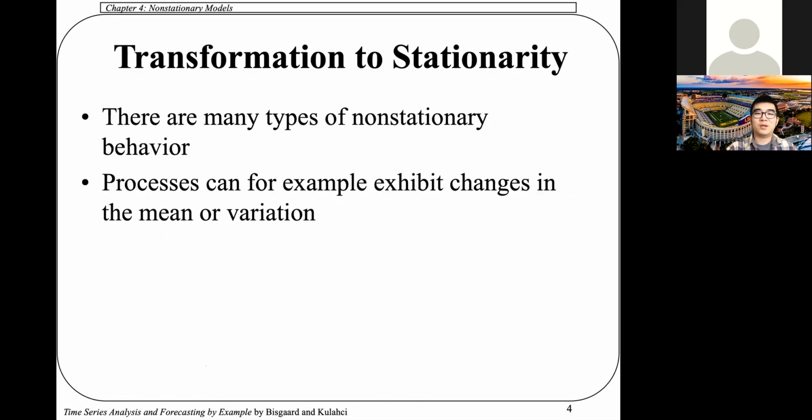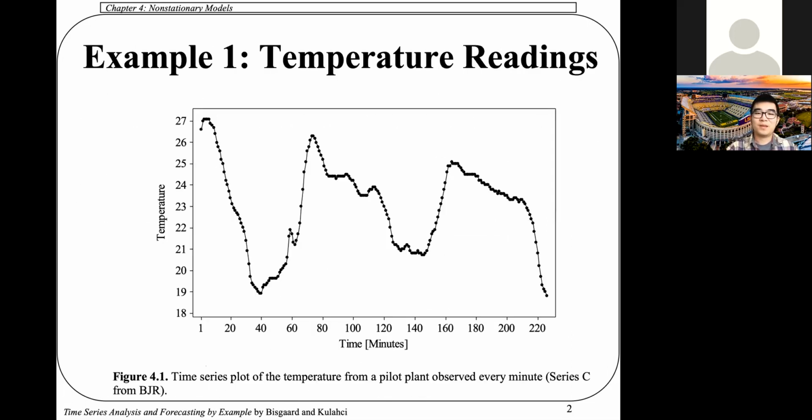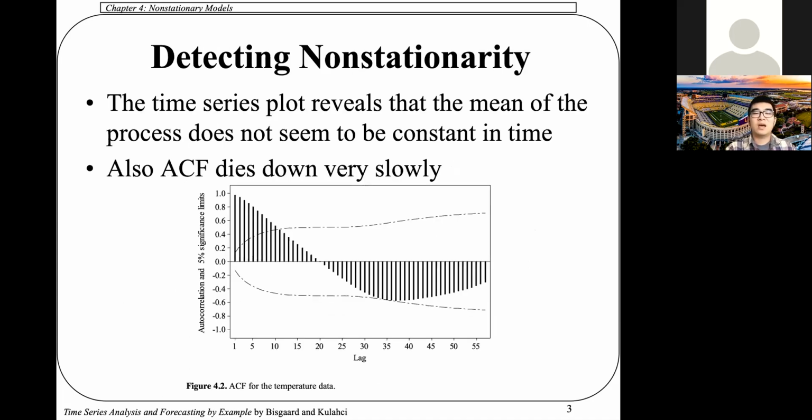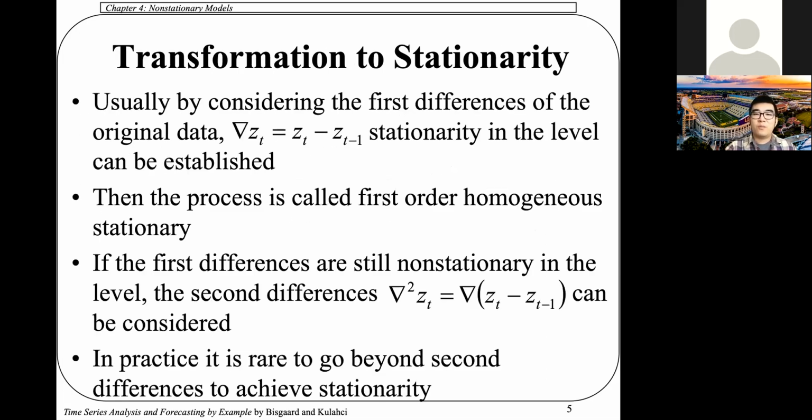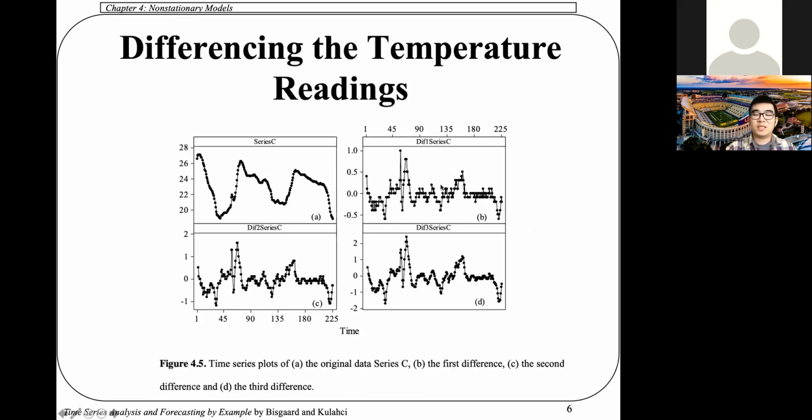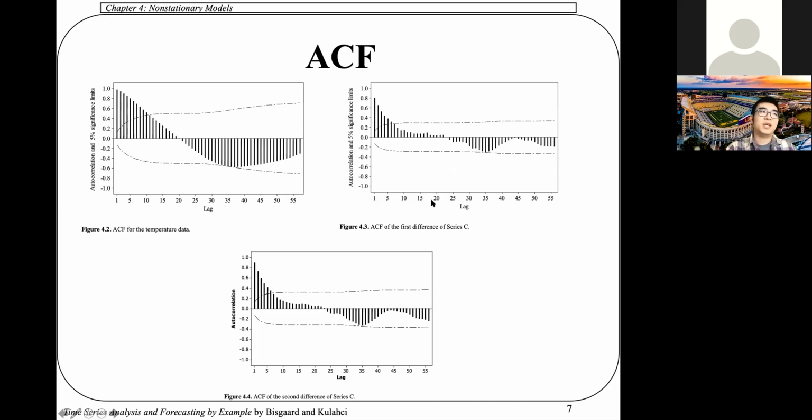Okay, so the logic here is like this. We will look at our raw data. If we find a non-stationary pattern, if we find a linear pattern, we will do the first difference. If we find a quadratic pattern, we will do the second difference. And if we find a cubic pattern, then we will do the third difference. After we do the difference, we will check whether we actually achieve stationary data. To do this, we can plot the differenced data, and we can plot the ACF to check if we achieve the stationary pattern.